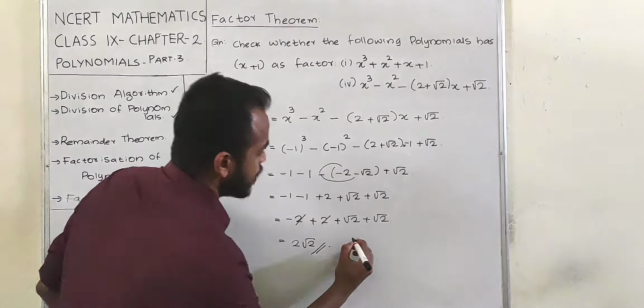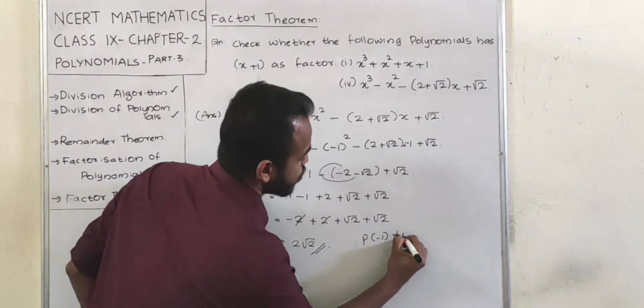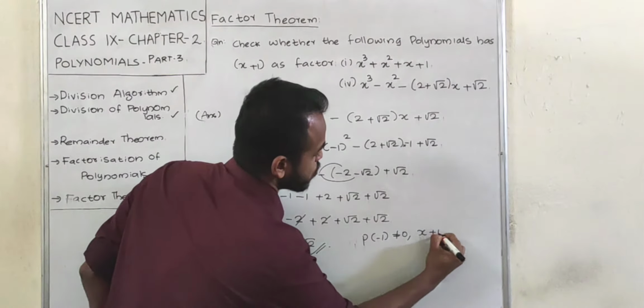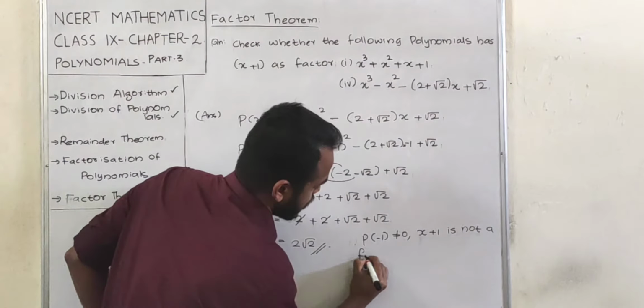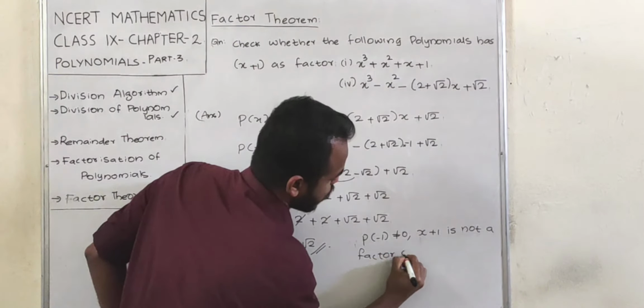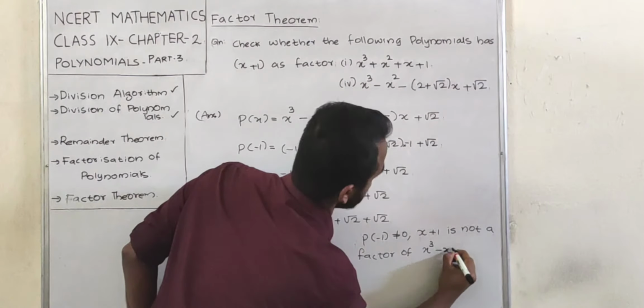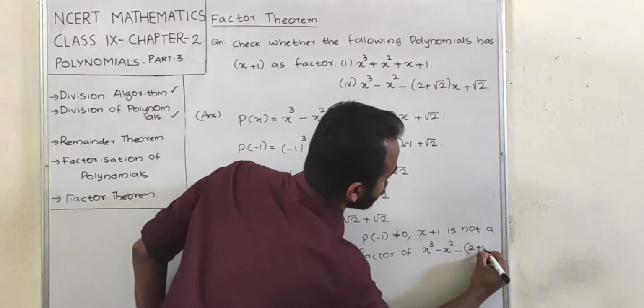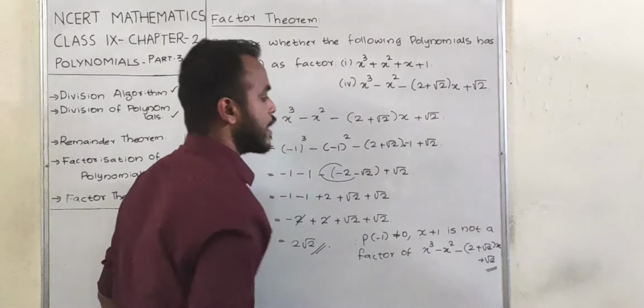Then we should conclude, since P of minus 1 is not equal to 0, x plus 1 is not a factor of this one, x cube minus x square minus 2 plus root 2 x plus root 2. So that's our conclusion.